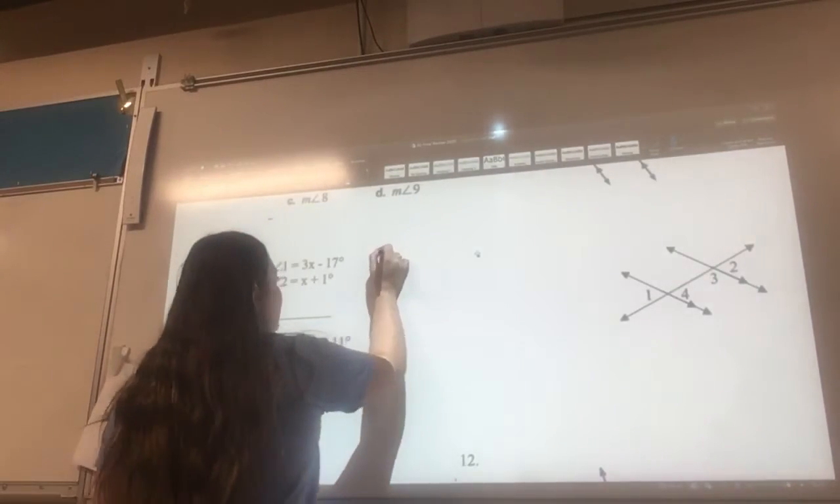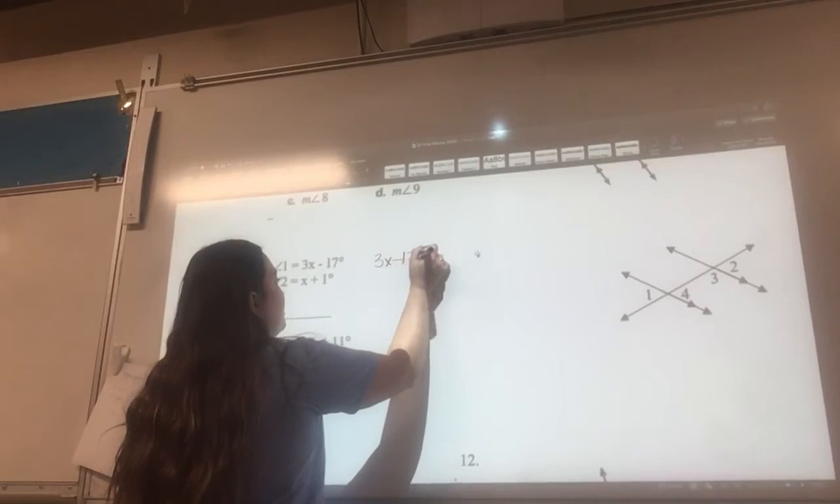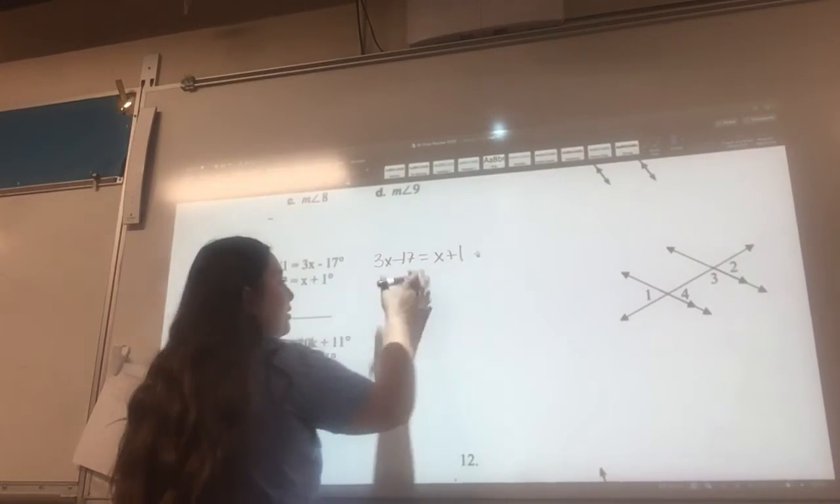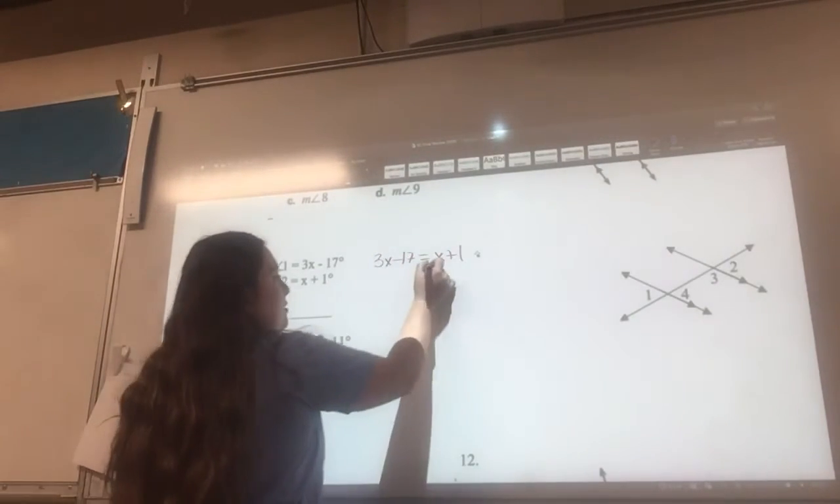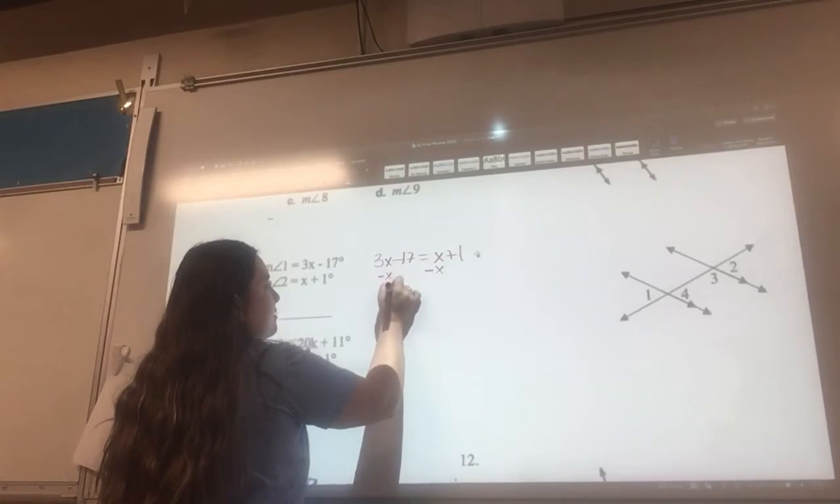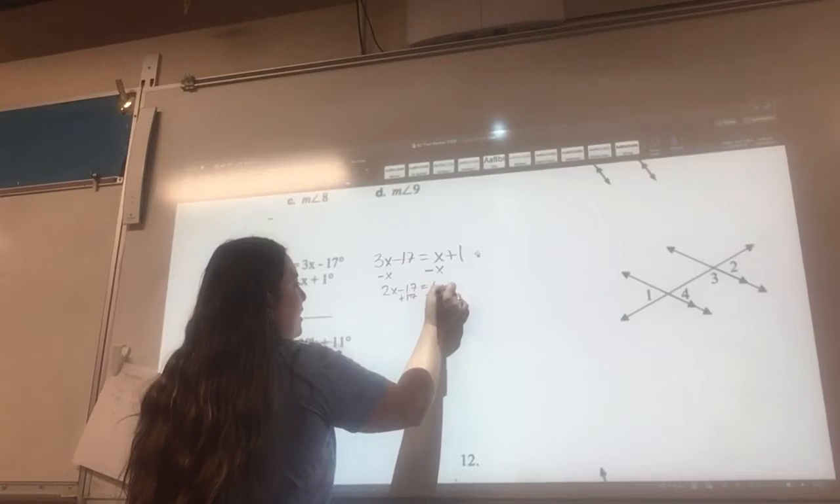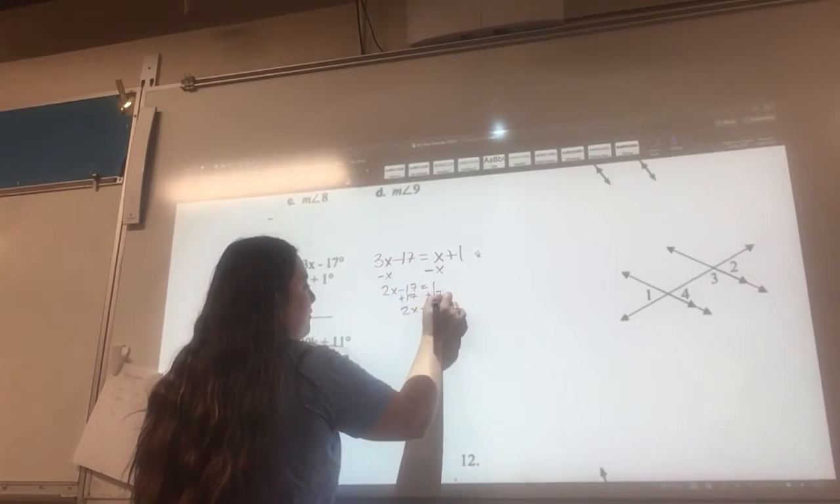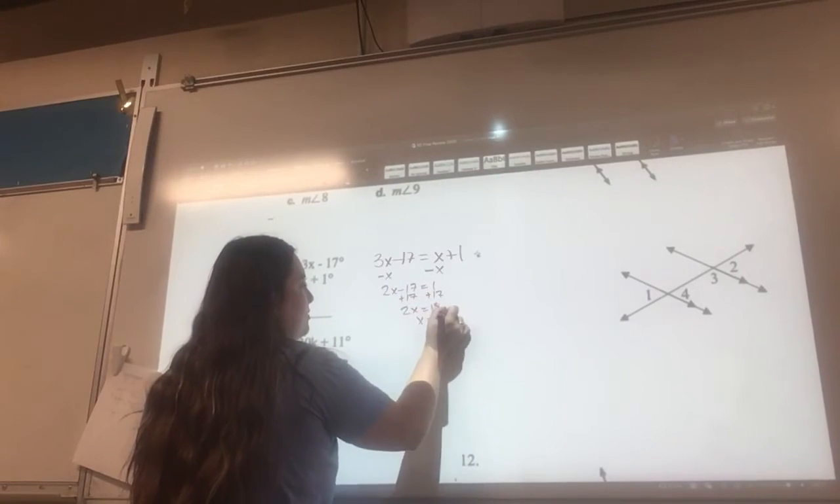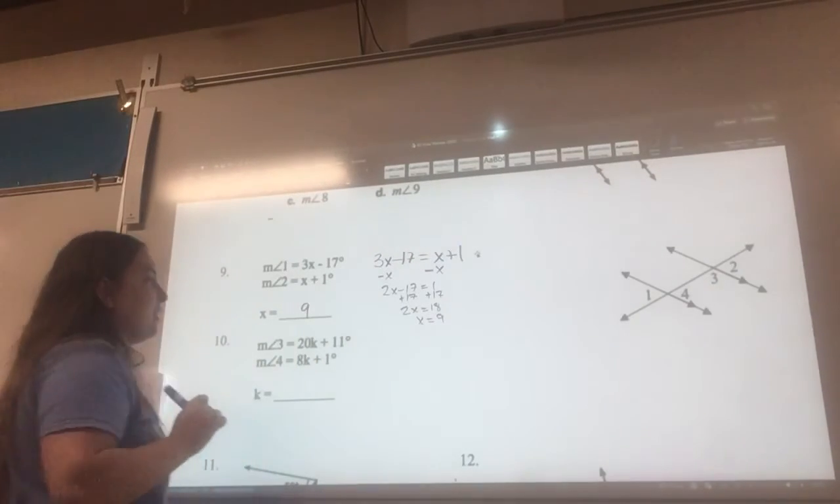So we set 3x minus 17 equal to x plus 1, and we're going to solve for x. So I'm going to subtract x. We're going to get 2x minus 17 equals 1, add 17 to both sides, and we're going to divide by 2 to get x equals 9. So x equals 9.